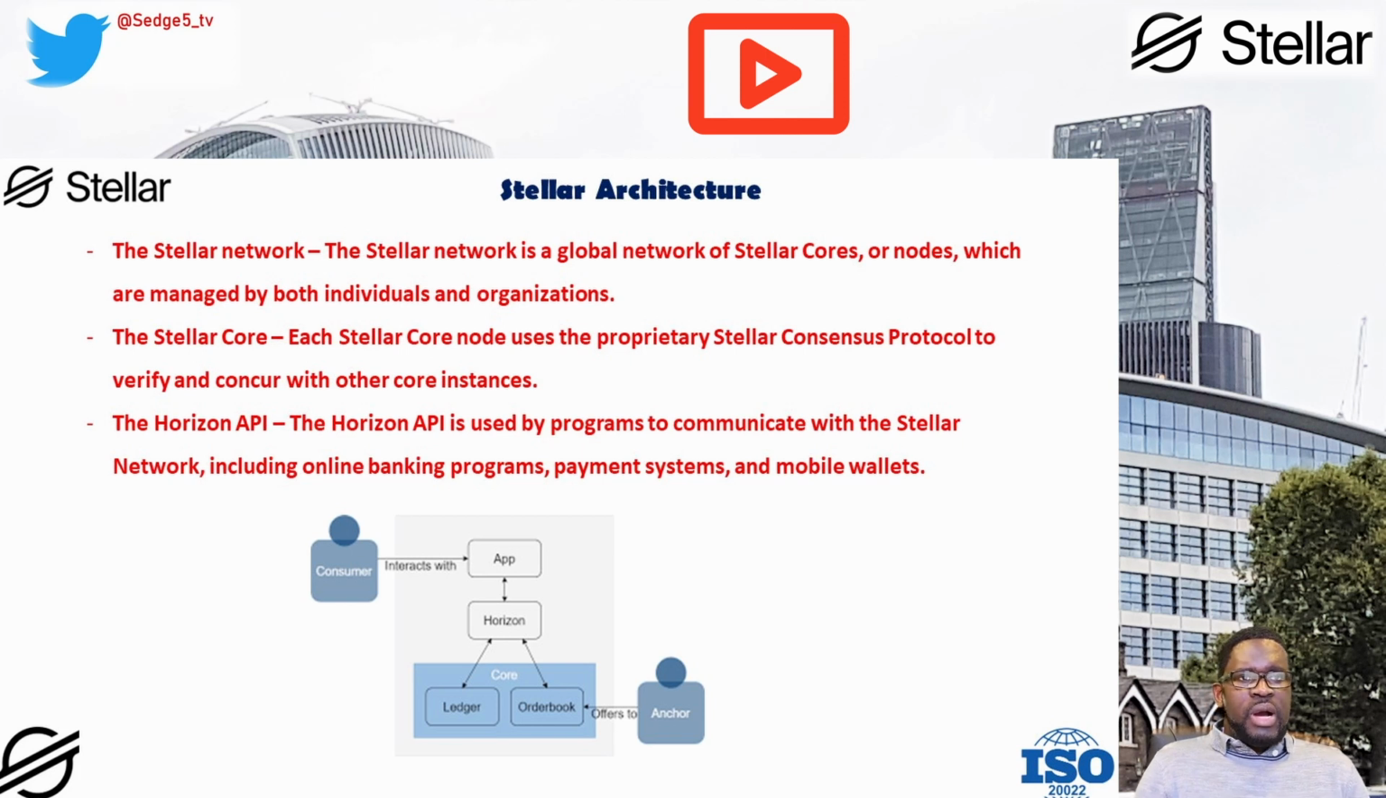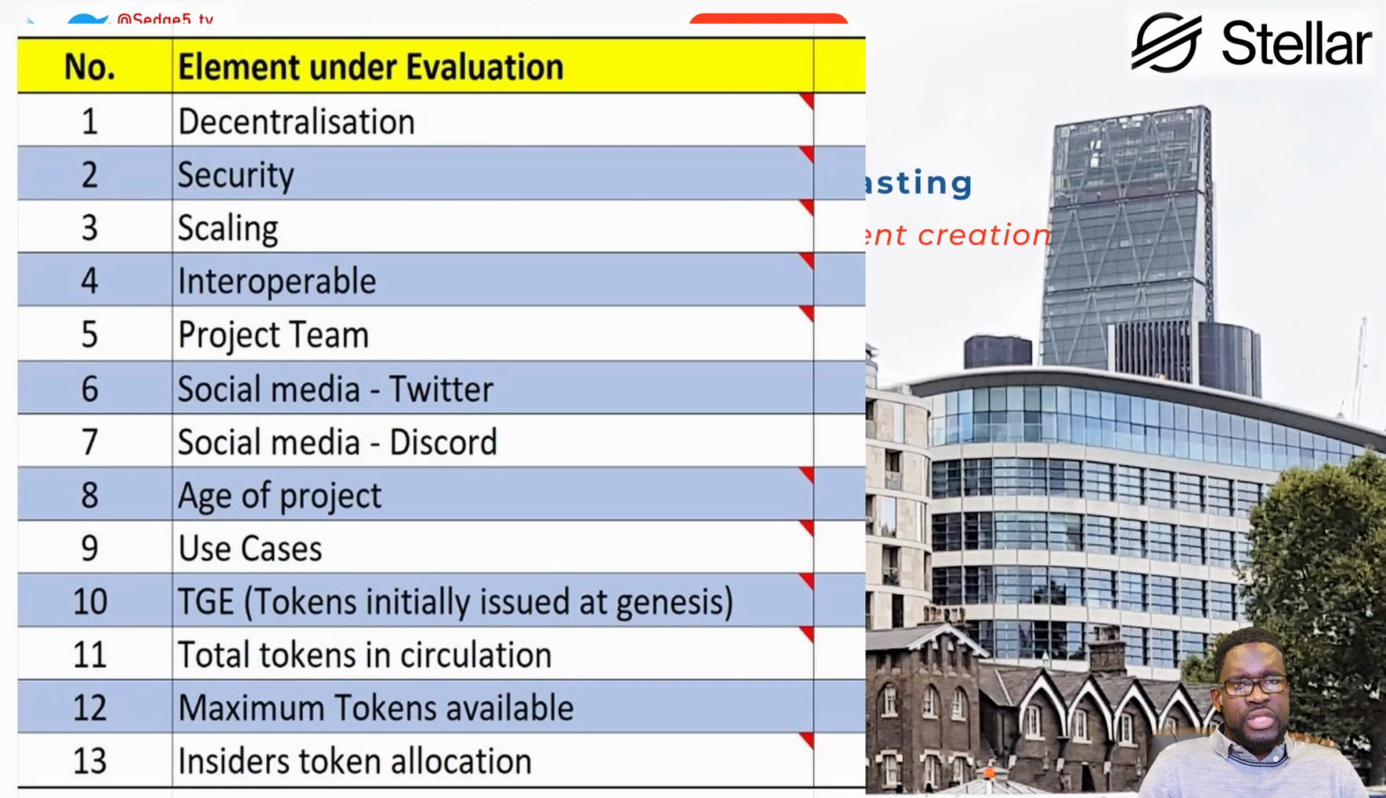Now, as part of our DYOR risk evaluation, we are going to apply our standard DYOR risk evaluation toolkit, where we look at 13 elements, and those 13 elements are as follows. You've got decentralization, security, interoperability, scalability, project team, social media presence via Twitter as well as via Discord, and then we consider the project's use cases as well as the tokenomics.